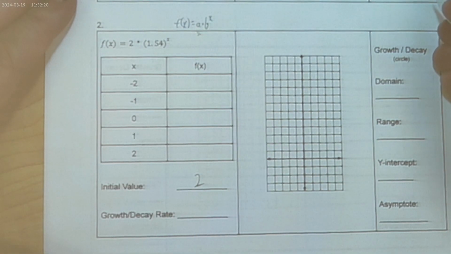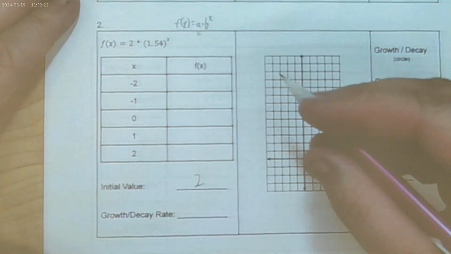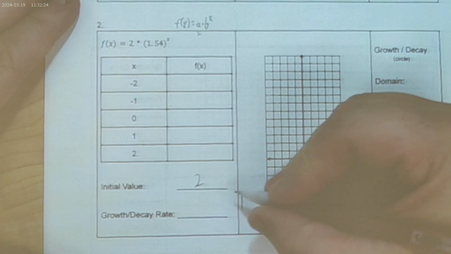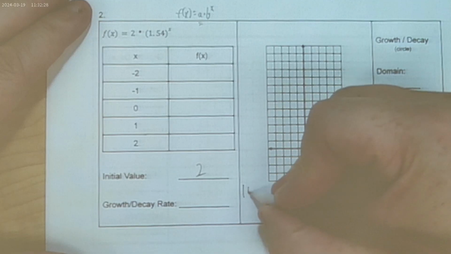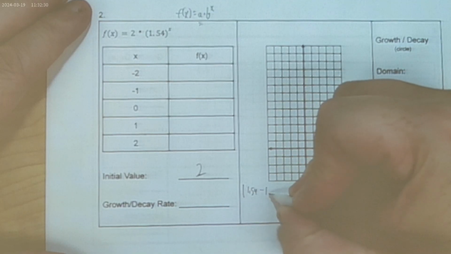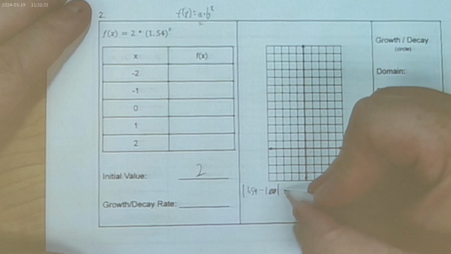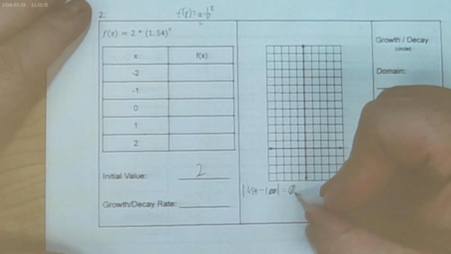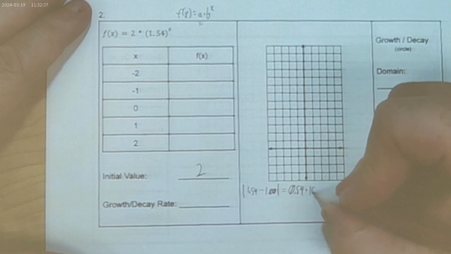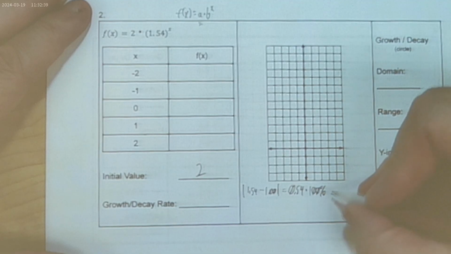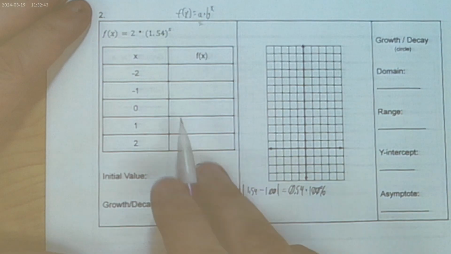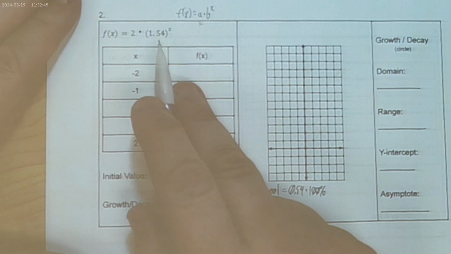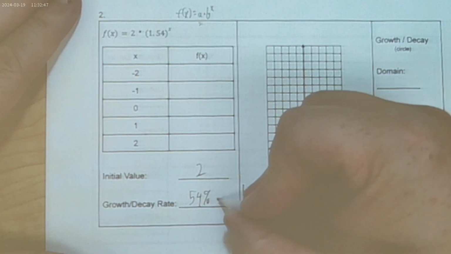All right. And I can actually do the growth decay rate while I'm here because I can just plug it into our equation that I talked about in the space above. So that means 1.54 minus 1.00, take the absolute value of it, means I've got 0.54 times 100%, gives me 54%. And is the number greater or less than 1? It is greater than 1, so that means I've got growth.